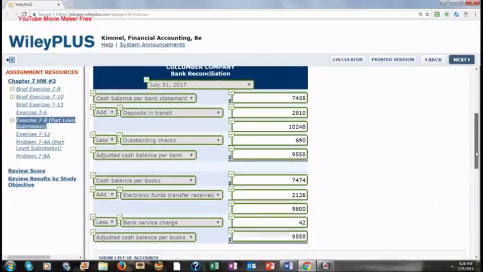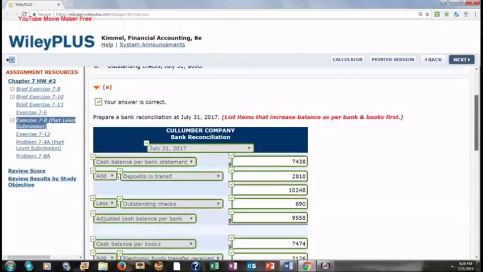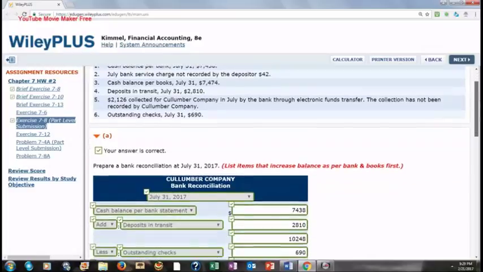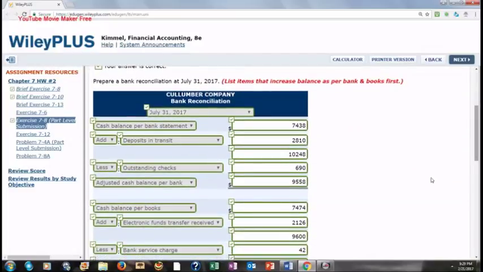The next part of this exercise is to record our cash balance per our books, the company's books, which we started off with 7,474. The first part of that is to add an electronic funds transfer that we received that didn't show up on the bank statement, and that was 2126.